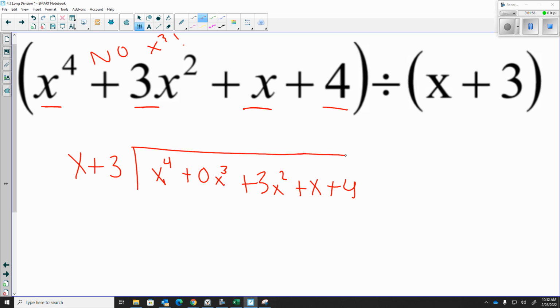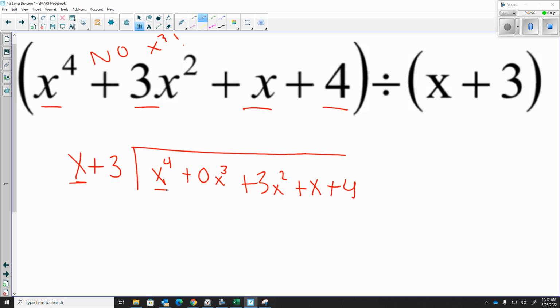All right, so let me walk you through how we're going to figure this out. It's very similar to long division with numbers from back in the day, if you remember how to do that. If you don't remember how to do that, I bet it comes back to you a little bit. Here's how we're going to start. I look at the first thing here and the first thing here. I have x and x to the 4th.